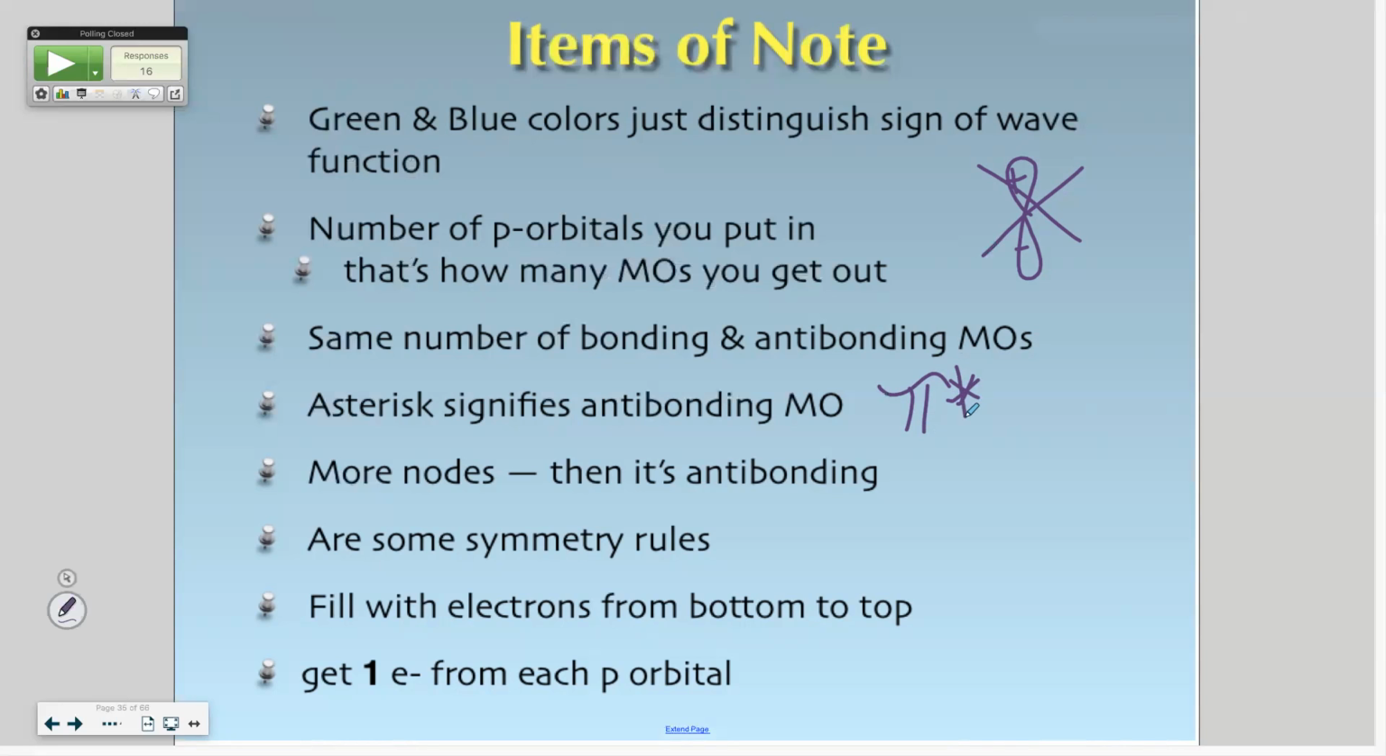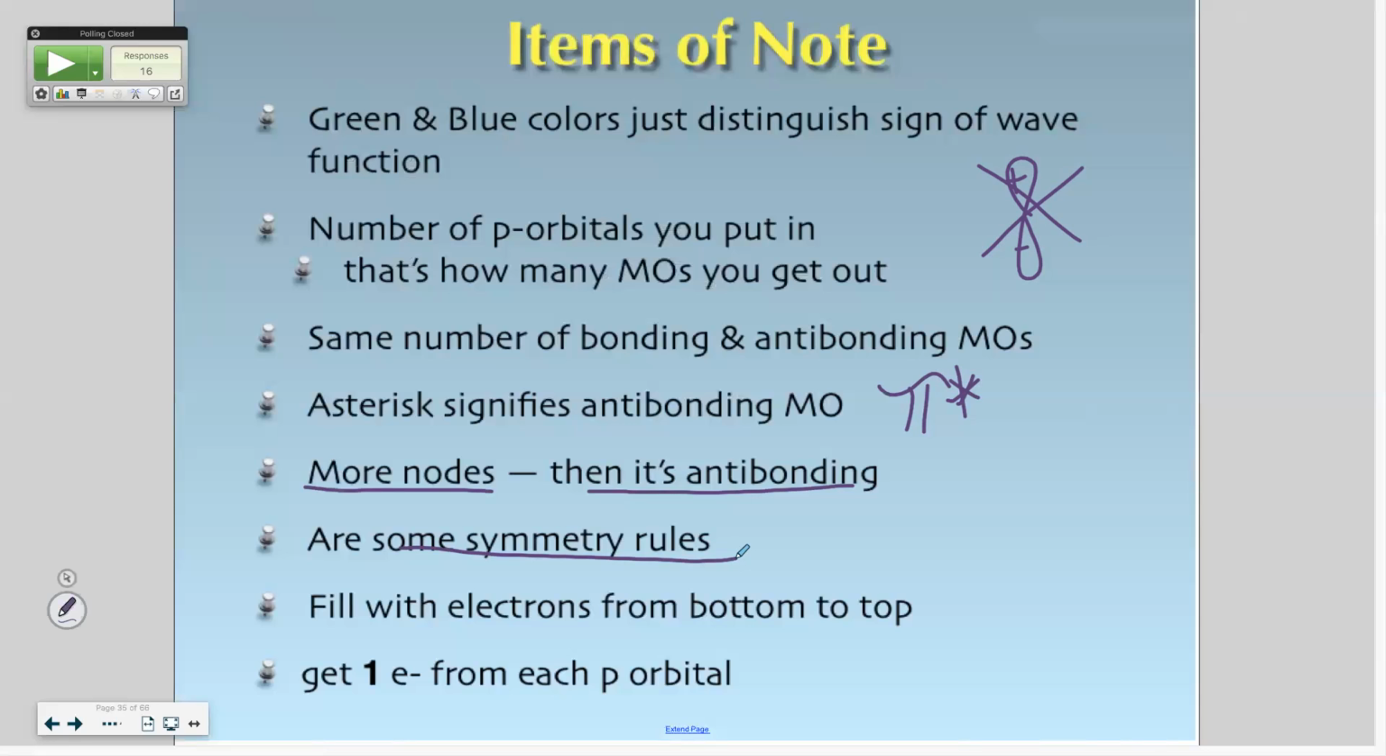If your molecular orbital that you drew has more nodes than bonding interactions, then it is an anti-bonding molecular orbital. They're not necessarily going to be all nodes. You can have some bonding and anti-bonding in the same picture. You'll see as we move on and do a couple more. There are some symmetry rules. I'll show you that as we go.